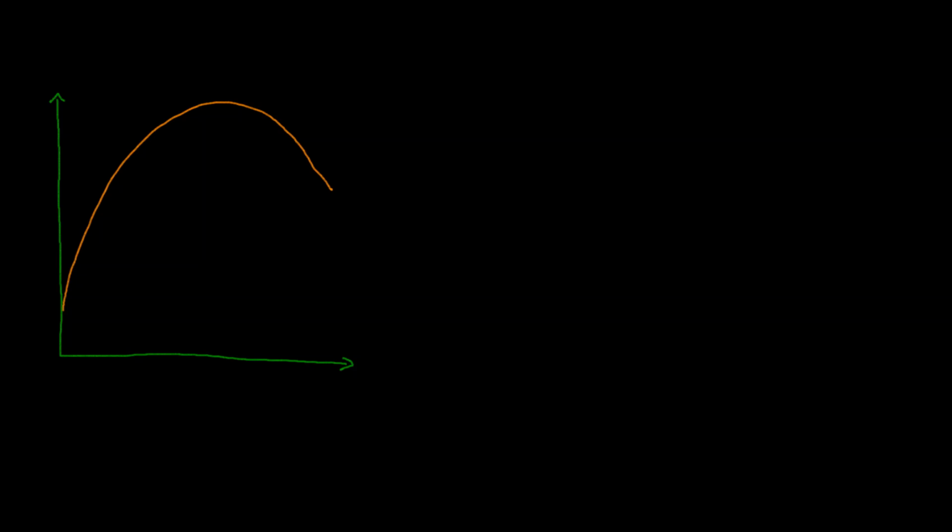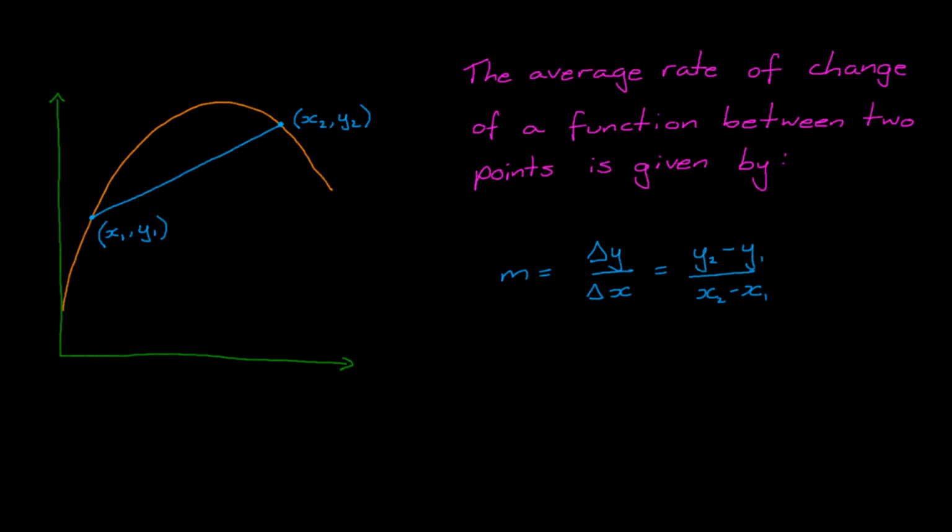In order to understand where the derivative comes from, we're going to need to take a step back and look at some of the maths that we've been exploring over the last couple of weeks. So if we have 2 points, x1, y1 and x2, y2 on a function, the average rate of change of that function between those 2 points is simply given by the gradient of the straight line between them. So in this case, delta y divided by delta x, or y2 minus y1 divided by x2 minus x1.